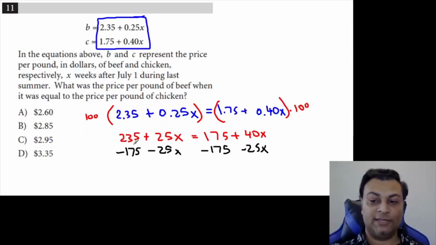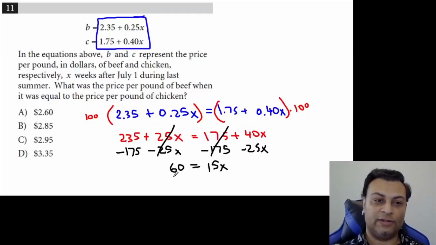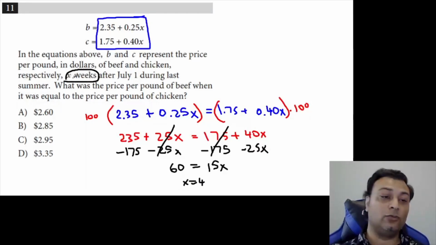This is 60. 235 minus 175 is 60. And these are gone, and this one becomes 15x. So if you divide by 15, you get x equals 4. So this occurs when x is 4 weeks after July 1st.